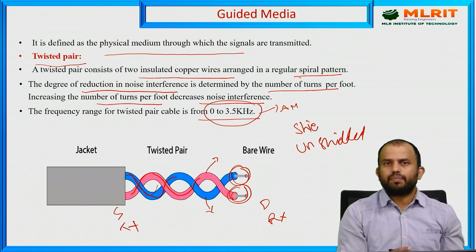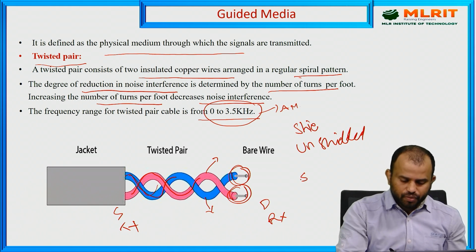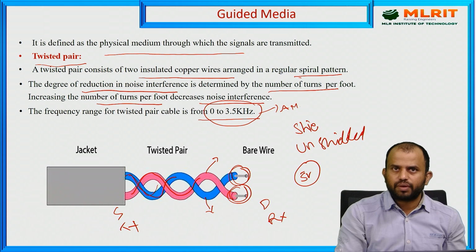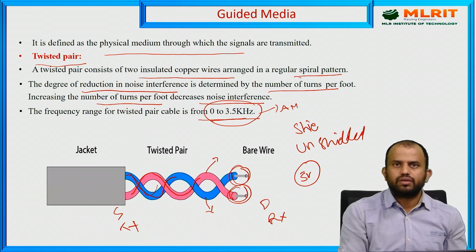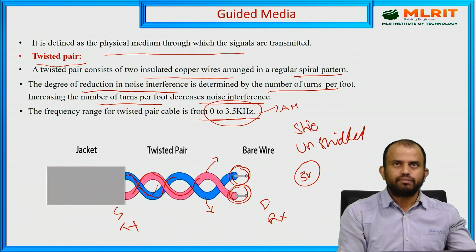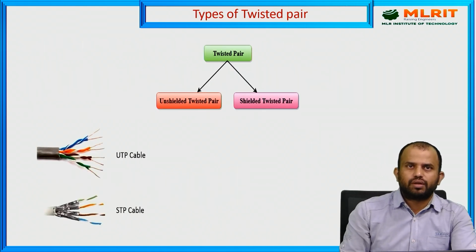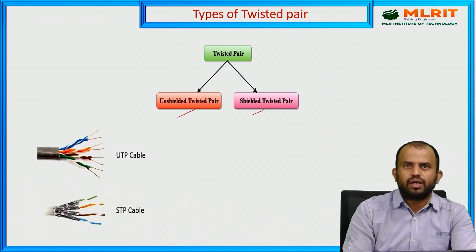But twisted pair cables have limitations. What are the limitations? The power supply should be very limited, which is 3.3 volts to 5 volts, and the frequency should be in the range of 0 to 3.5 kilohertz only. In twisted pair cable, we have two types: unshielded twisted pair cables and shielded twisted pair cables.